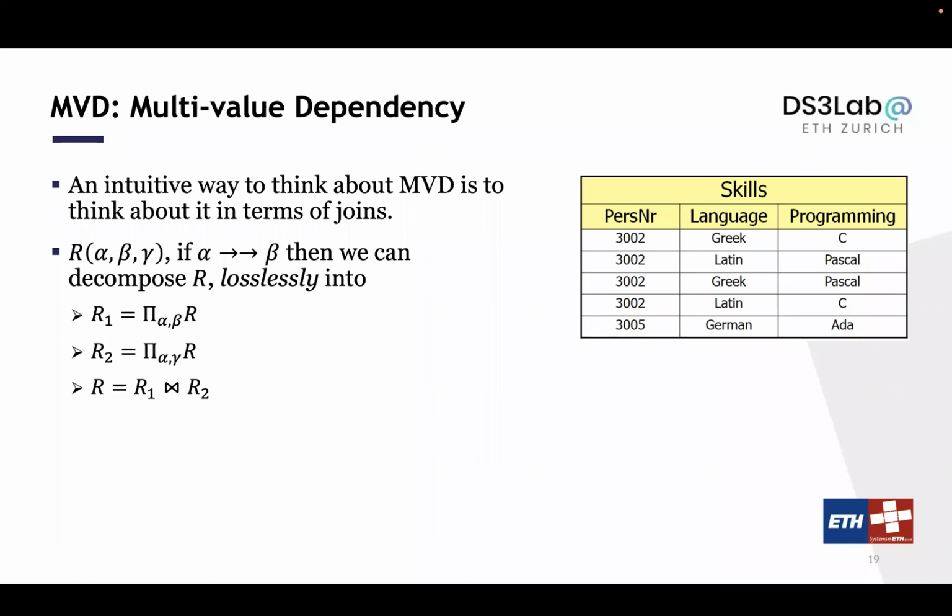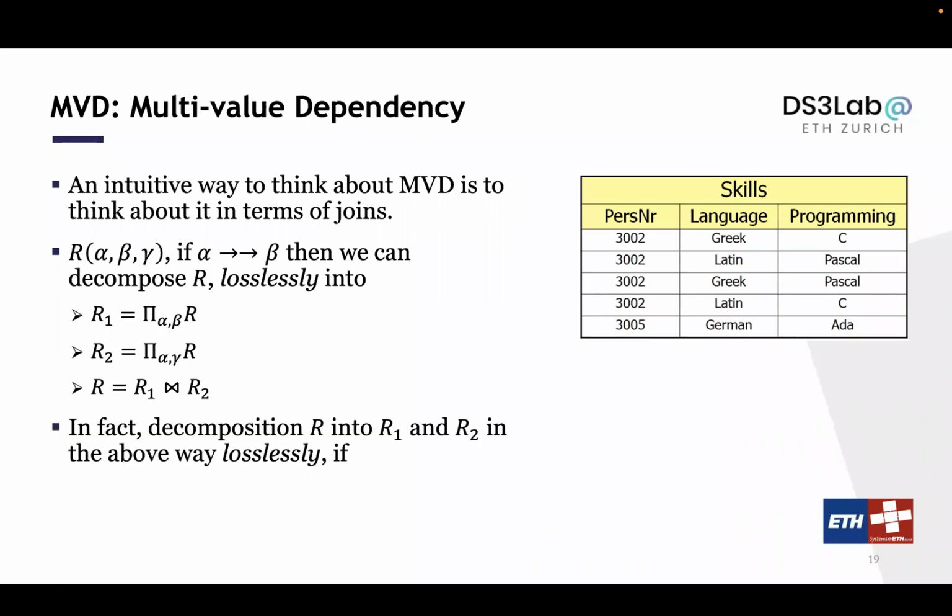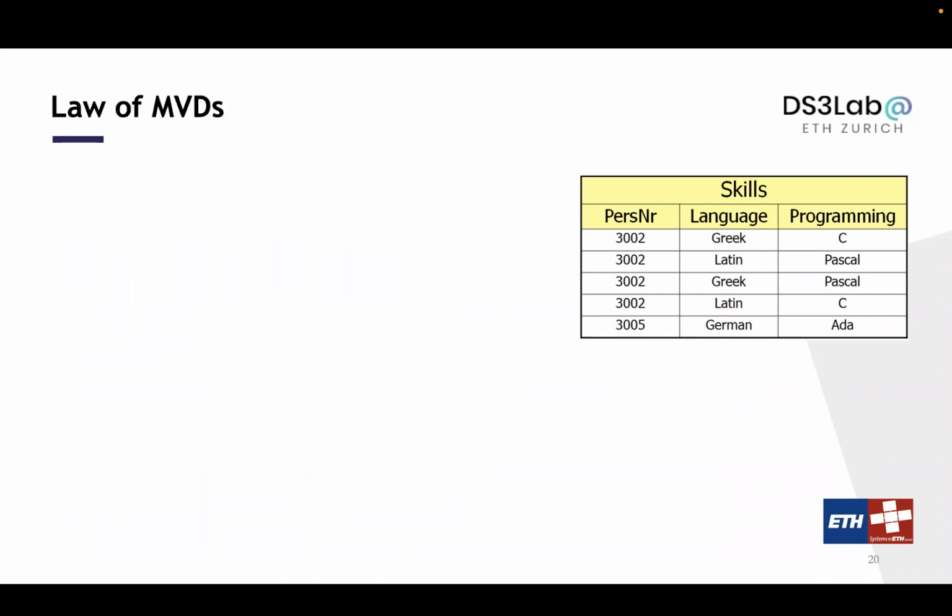You could decompose it into two relations. One contains personnel number and language, another contains personnel number and programming. Once you do the natural join on personnel number, you essentially recover the same thing. In fact, the decomposition of R into R1, R2 is lossless if the following hold: you have a multivalued dependency from alpha to beta, and a multivalued dependency from alpha to gamma. This is something we already know, so it's a very quick run-through of last week.